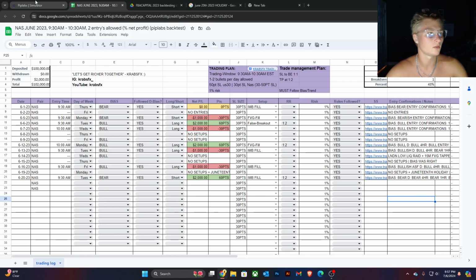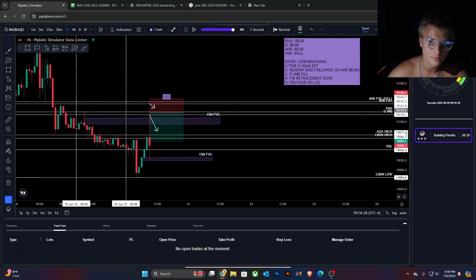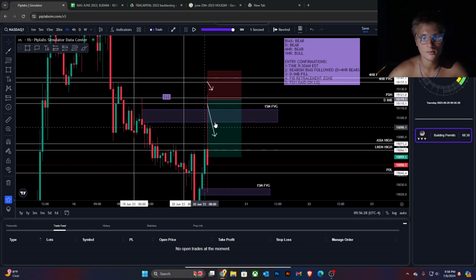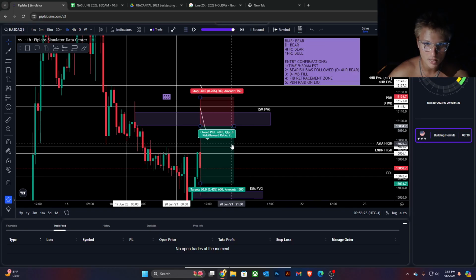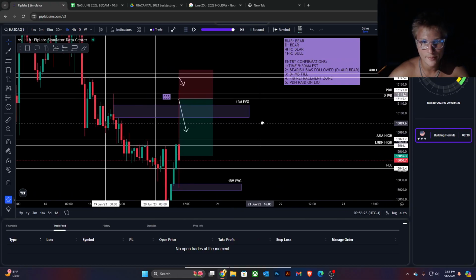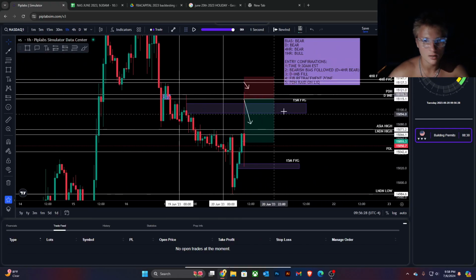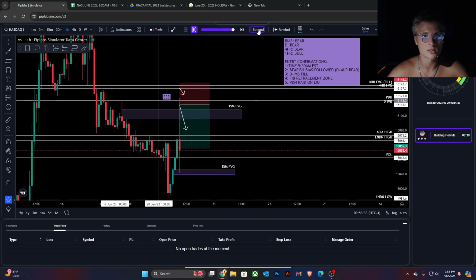And even today, bias was correct as well. So I'm getting better at determining bias and high probability areas for entries, because I easily could have just entered off this 15-minute and gone stopped out, but I decided to wait for this daily imbalance, and I got rewarded for it. But yeah, let's see what price does now.